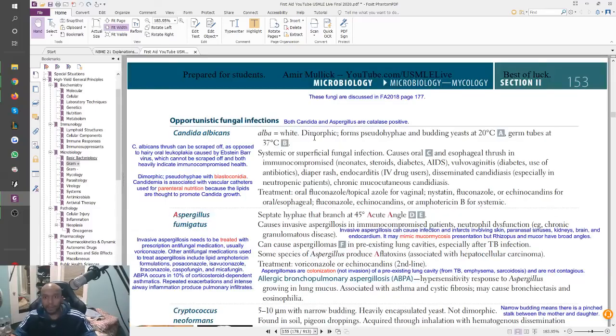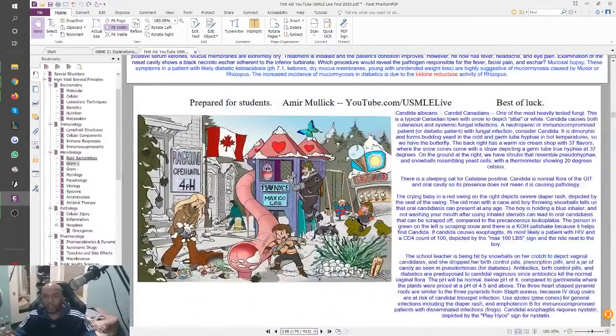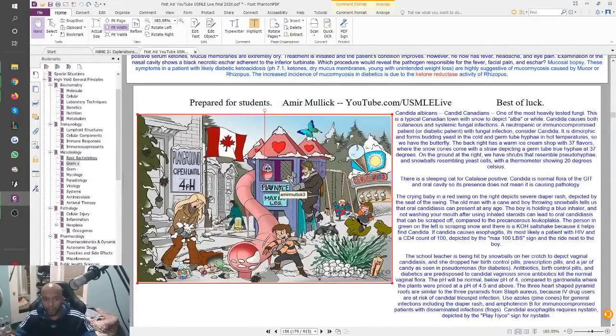Candida, they tell you, is dimorphic, forms pseudohyphae and budding yeast at 20 degrees Celsius and germ tubes at 37 degrees Celsius. A bunch of other information is given, but like all things, Candida is not completely discussed in First Aid. So when we look at Sketchy Micro, they talk about it a lot more, right?